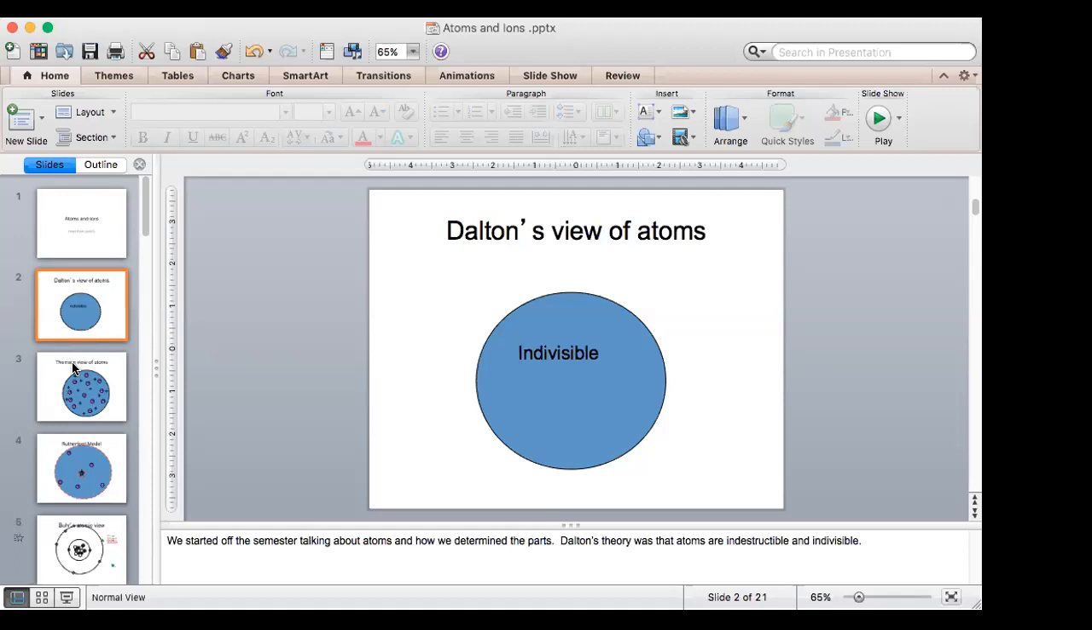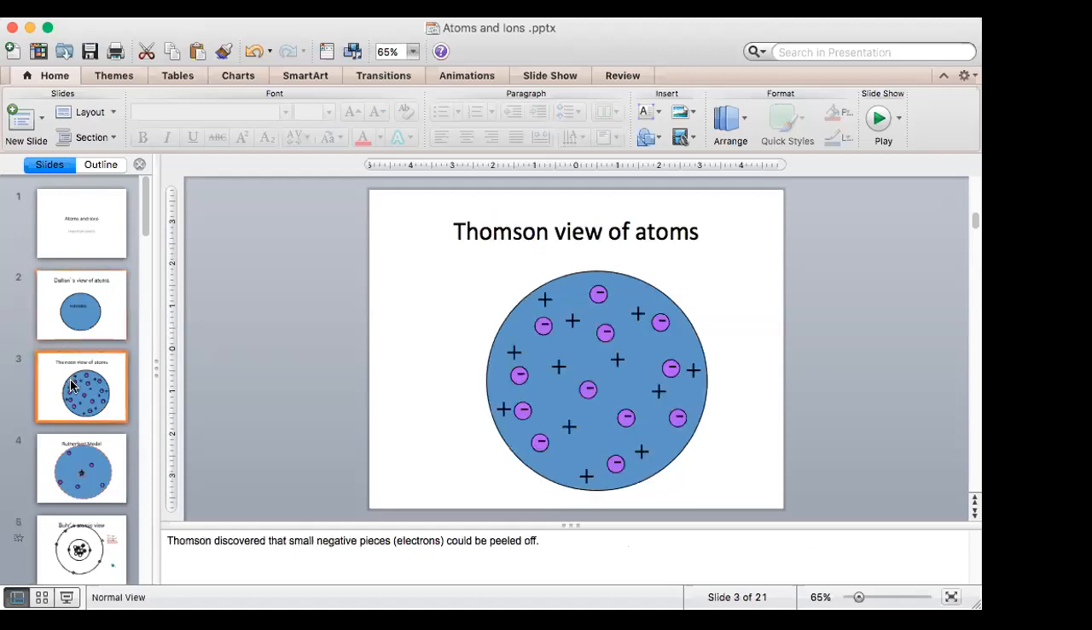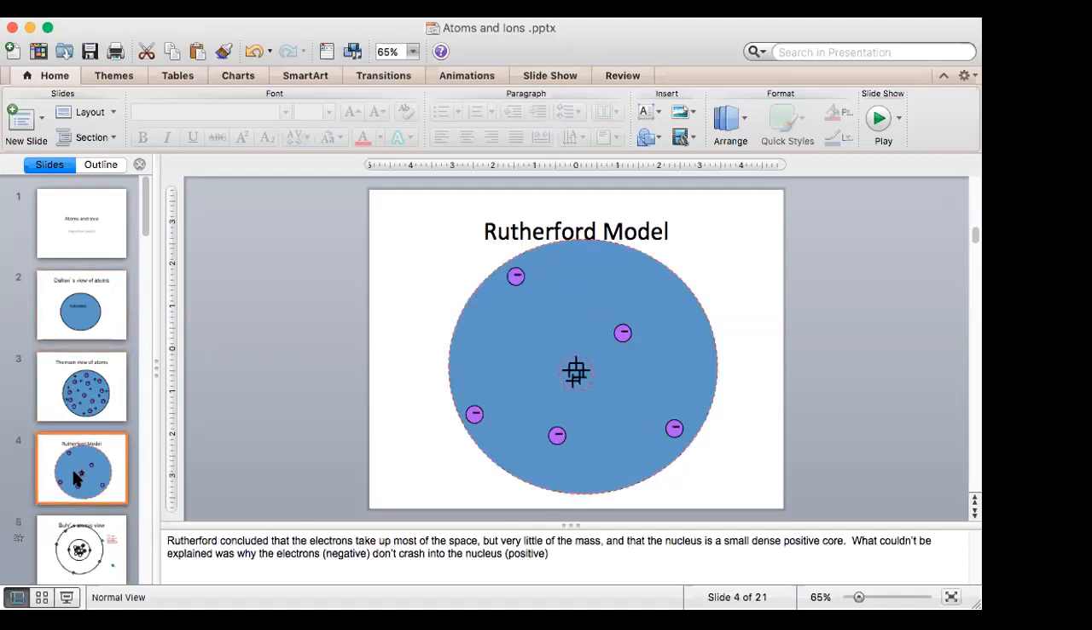Over the course of the century, the parts of the atoms, like the electrons, were developed. So Thomson thought that there were these electrons all over the place, sort of embedded in this whole thing that was positively charged. And then in your book, they talk about Rutherford's gold foil experiment. And he discovered that the positive charge was mostly in the middle. So the vast majority of the atom is empty space, and the nucleus is very, very small. It's about 10,000 times smaller than the rest of the atom.